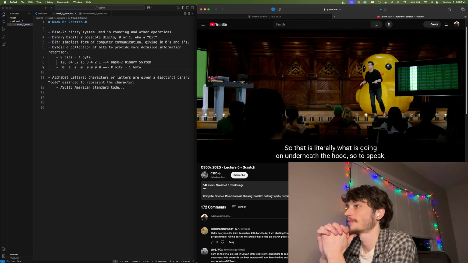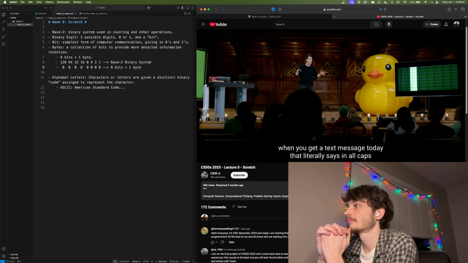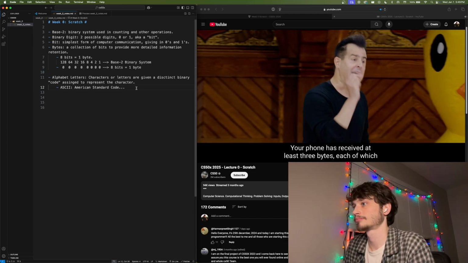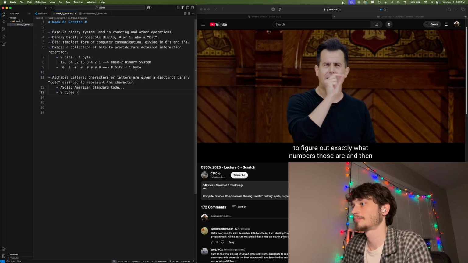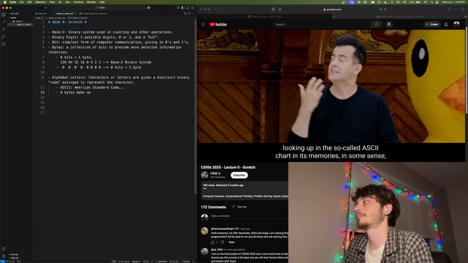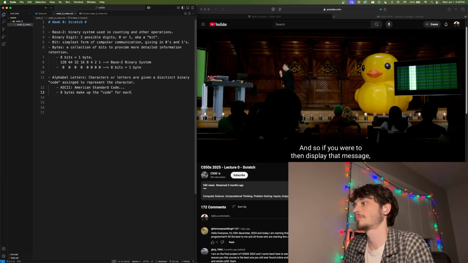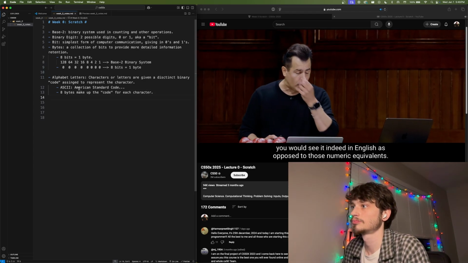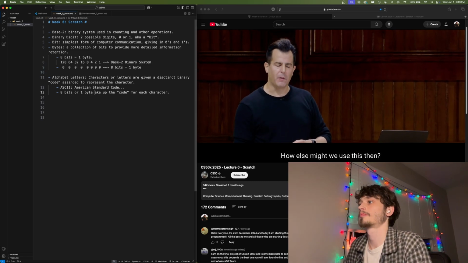So that is literally what is going on underneath the hood, so to speak, when you get a text message today that literally says, in all caps and an exclamation point, "HI!" Your phone has received at least 3 bytes, each of which represents a letter of the alphabet. Your computer is quickly doing the mental math to figure out exactly what numbers those are, and then looking up in the so-called ASCII chart in its memory what letter you should actually see on the screen there. And so if you were to then display that message, you would see it indeed in English as opposed to those numeric equivalents. How else might we use this then?